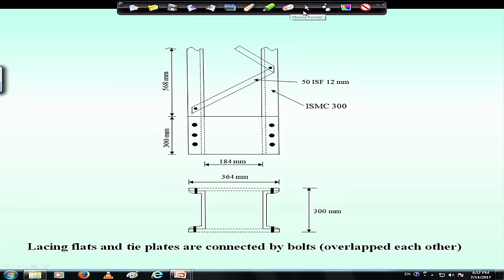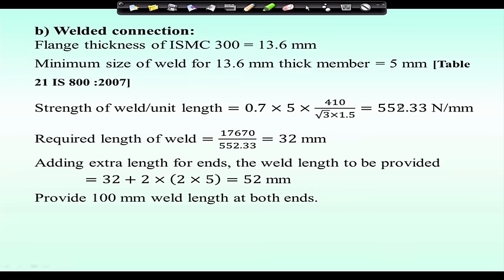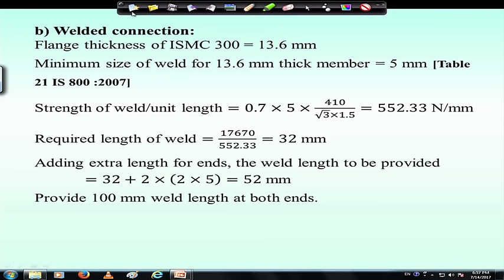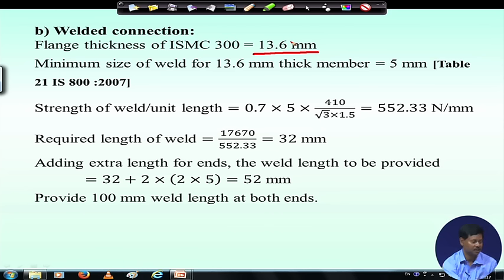Now, coming to the weld connection, let us see how we can make details of the weld connection. In case of weld connection, certain things are given which we need to know, that is the flange thickness is 13.6 mm, flange thickness of ISMC 300. Now, if flange thickness is 13.6, then the minimum size of weld we can find out from table 21 of IS 800. So, minimum size of the weld we can find out as 5 mm.